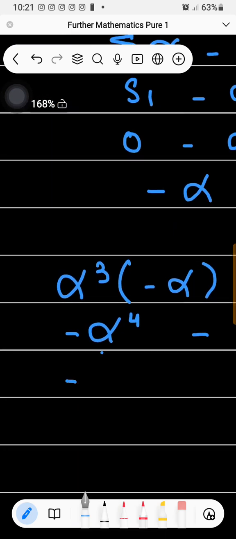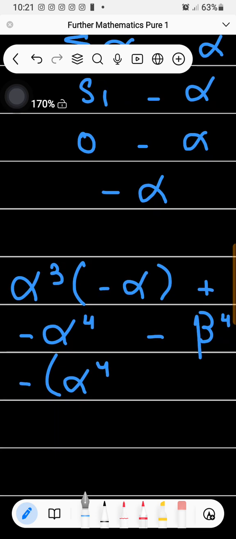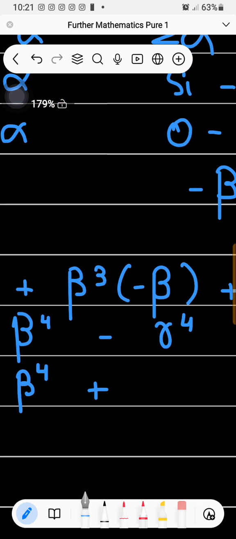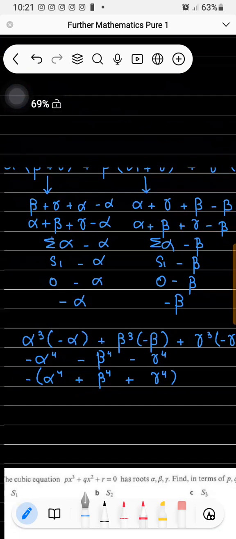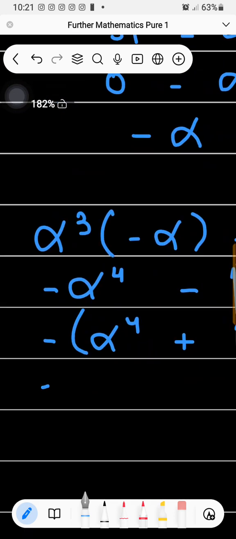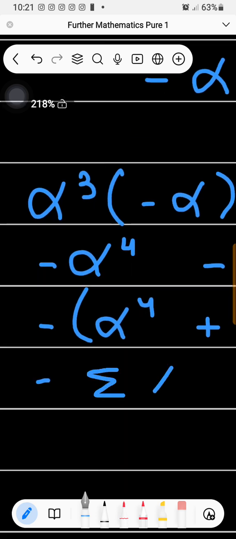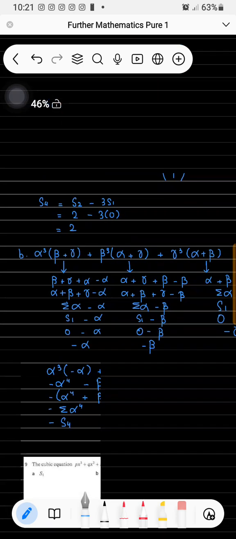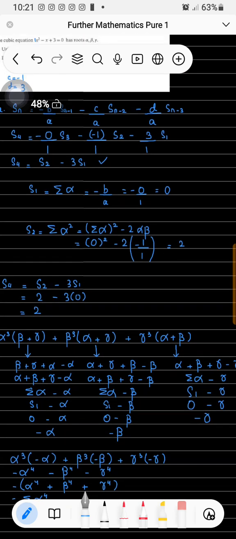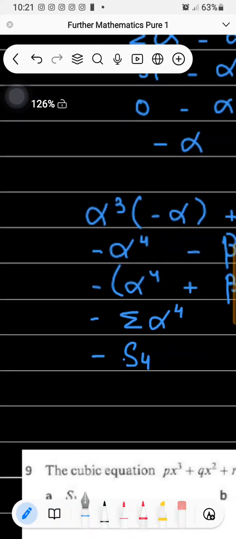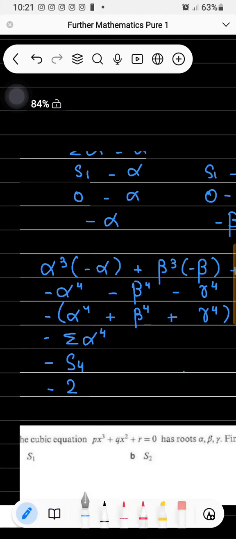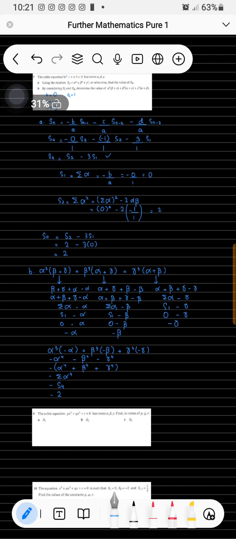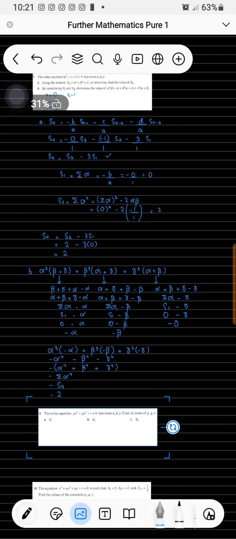We can take minus common and it becomes alpha power 4 plus beta power 4 plus gamma power 4. And we can write it as minus sum of alpha power 4, which becomes minus S4. We had found S4. S4 is equal to 2. So we can write it as minus 2. That is our answer. I hope you get the solution. Now we are moving to the next question.